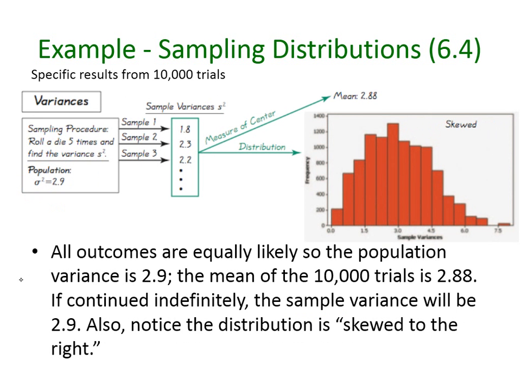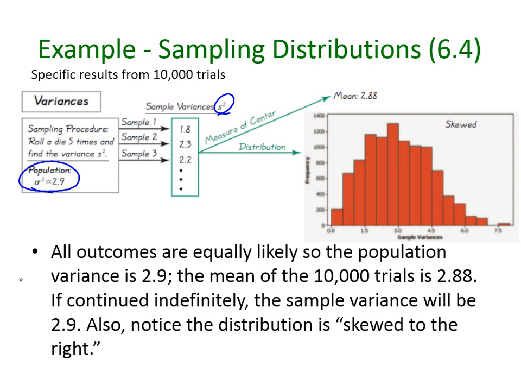Doing the same thing, every time I rolled that die 5 times, now instead of just writing down the mean, I also found the variance. So I was putting those into my list on my calculator and letting it calculate the sample variance every time. And notice it is the sample variance, which is your S squared, compared to the population variance, which is sigma squared. Keep track of that difference between the notation for samples and populations. The population variance was 2.9.